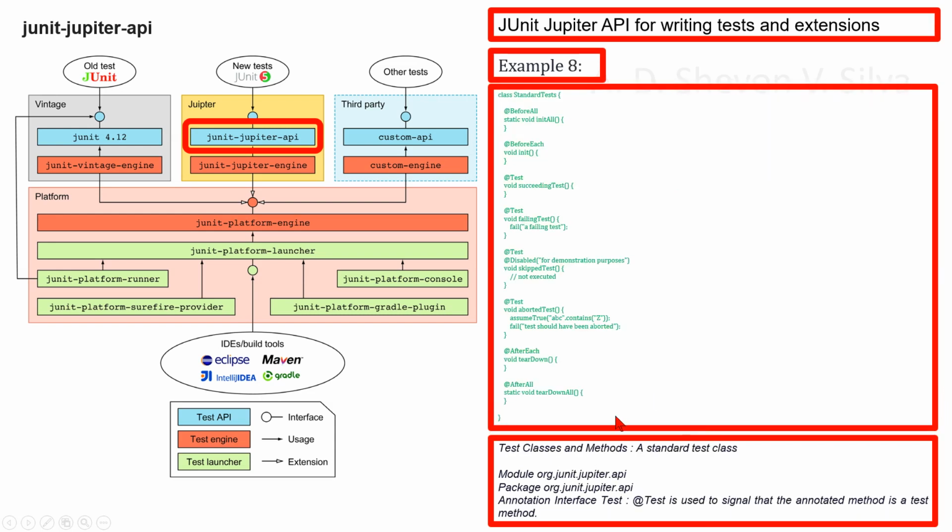Now we are considering a standard test class in test classes and methods. Annotation interface Test in package org.junit.jupiter.api in module org.junit.jupiter.api. At test is used to signal that the annotated method is a test method.